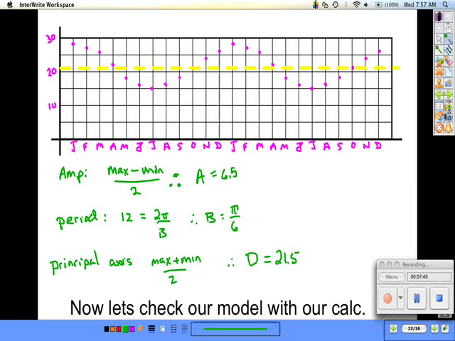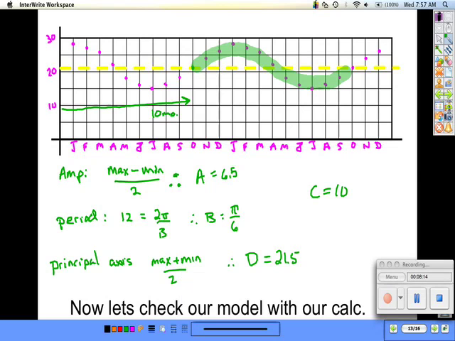We need to find C, the horizontal shift. What we want to look at is where this curve might be starting. Here is one normal sine cycle, and there's actually a point right here that is 21.5. The shift that took place is 10 months. So C is equal to 10.